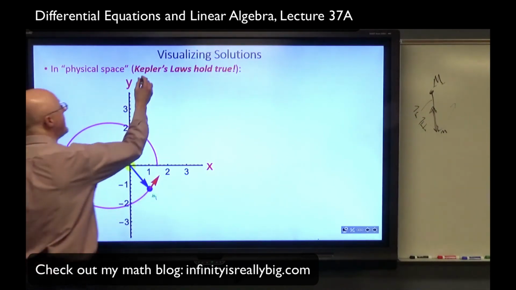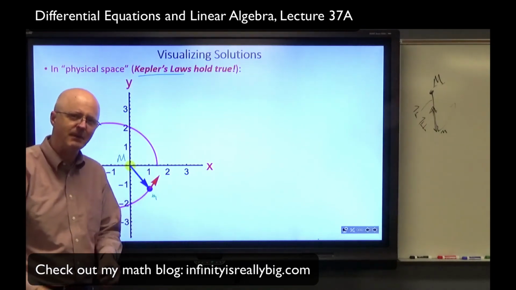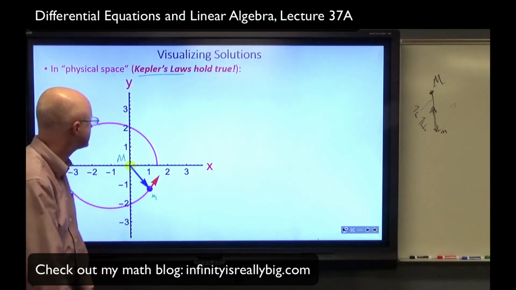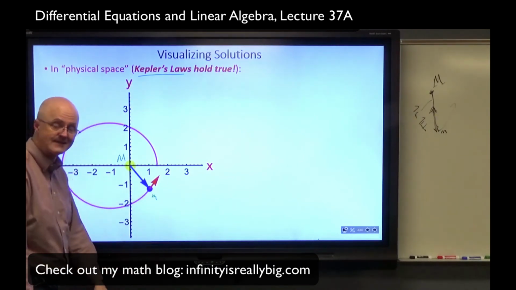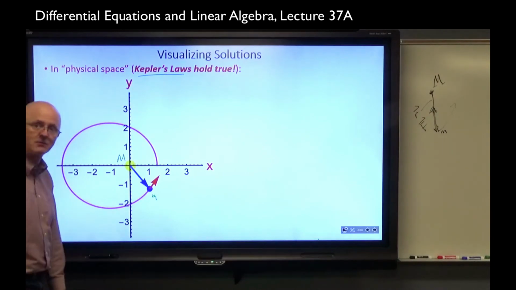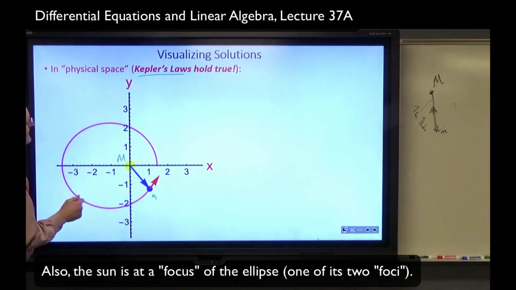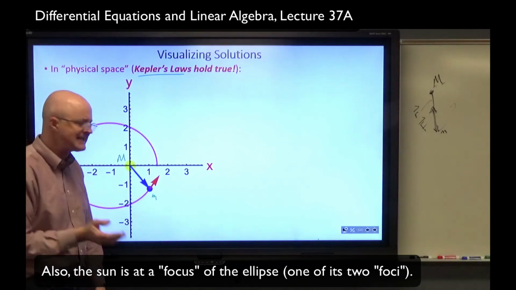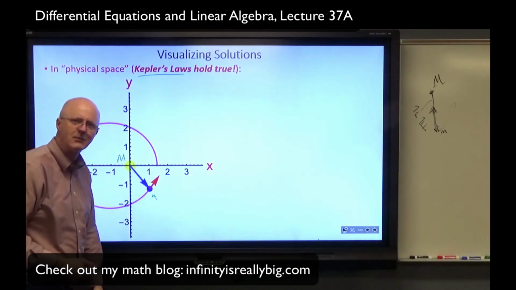And it does obey Kepler's laws. Now, many people don't know the details of Kepler's laws, but one of Kepler's laws says that the orbit of a planet or an asteroid or a comet around the sun is in general elliptical. Even for the Earth, it's slightly elliptical. That's one of Kepler's laws. Another of Kepler's laws says the position vector here, the blue vector, sweeps out equal areas in equal times.